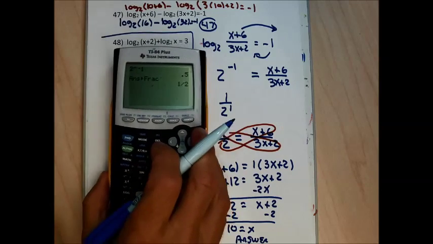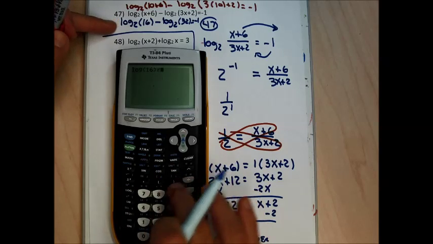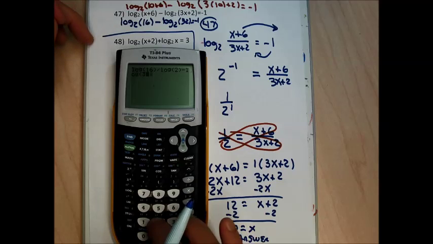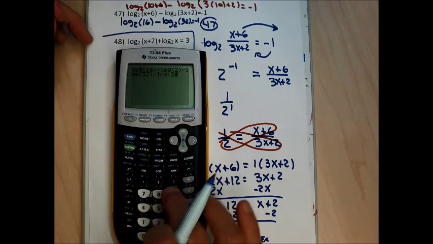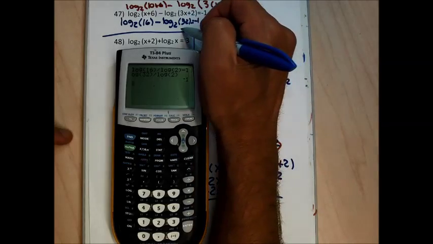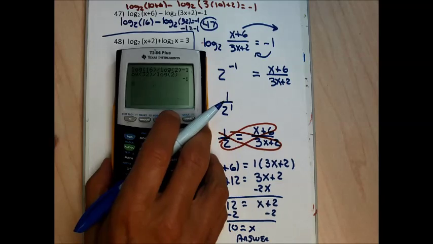So on my calculator for checking, first logarithm I do log of 16 divided by the log of 2. Then the minus sign. Second logarithm, log of 32 divided by the log of 2. When I hit enter, I best get minus 1 because that's what the right-hand side is. So that's perfectly checked, so my answer is in fact correct.